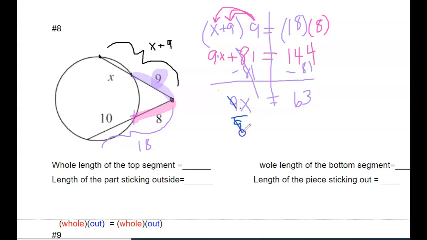So I do the inverse. 9x divided by 9 is just x. But what I do on one side, you have to do to the other side. So divide 63 by 9. And you should get 7.